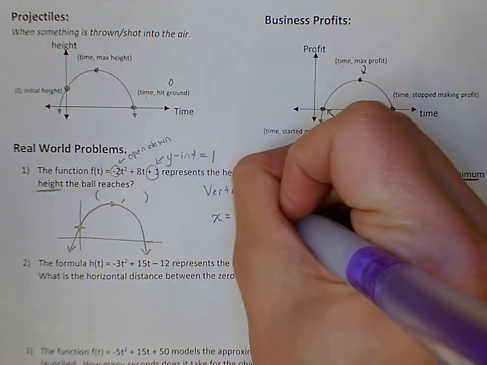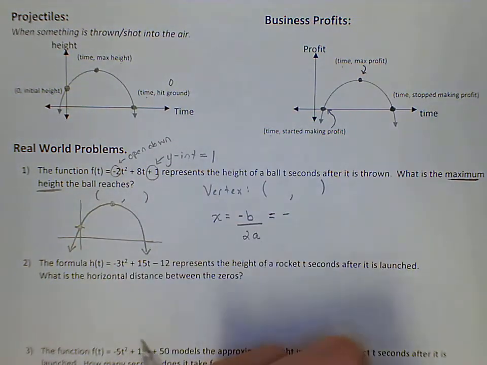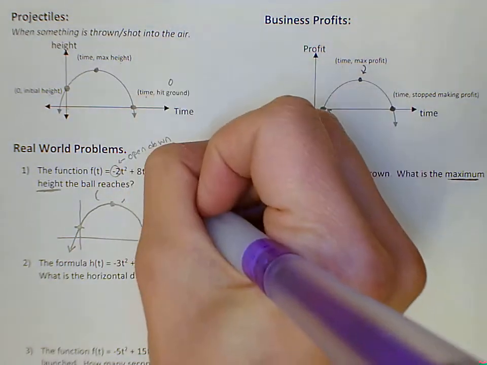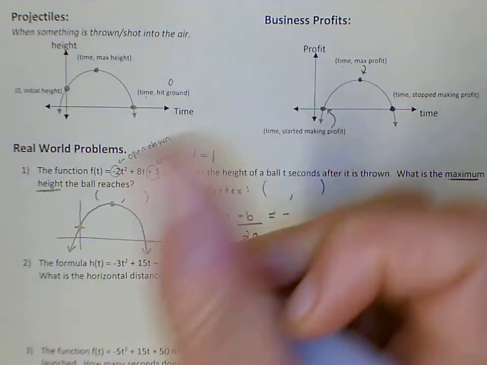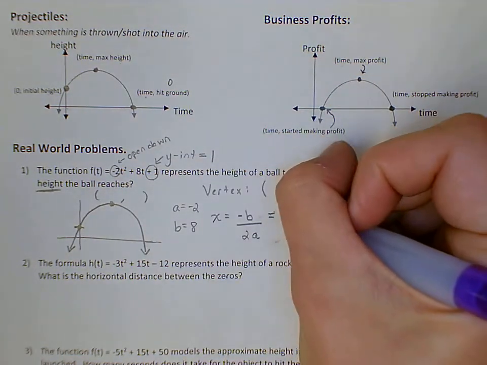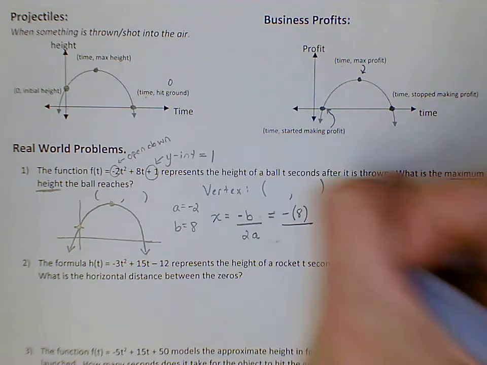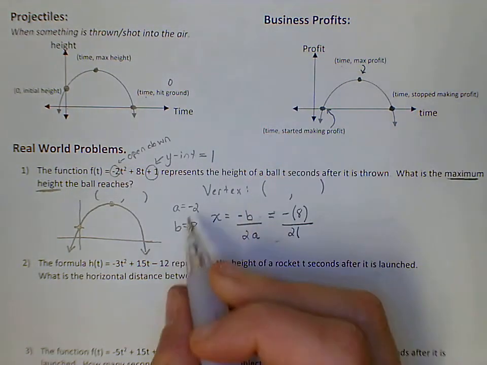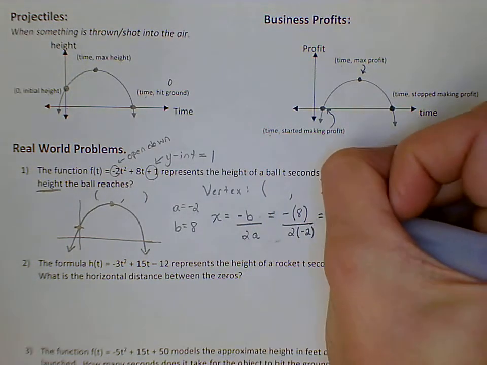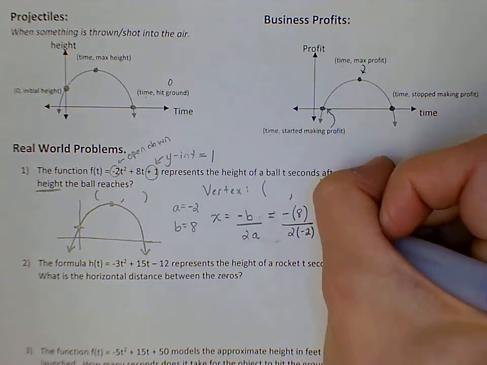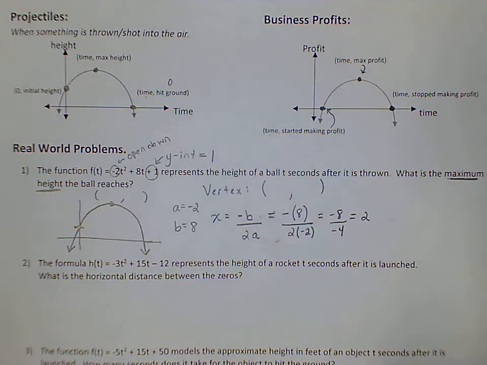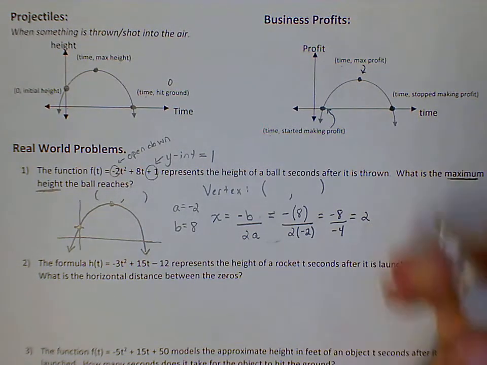So it'd be negative times, okay, well, what's my a and my b? So my a is the number in front of my x squared, so it'd be negative 2. And then my b is the number in front of x, which is the 8. Okay, so it'd be negative times my b, which is 8, and then that's over 2 times my a, which is negative 2. And then I just simplify. So that would end up being negative 8 over 2 times negative 2, which is negative 4. So negative 8 over negative 4 is 2. So that is the x part of my vertex.